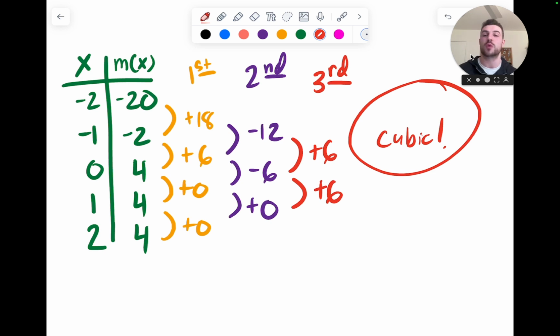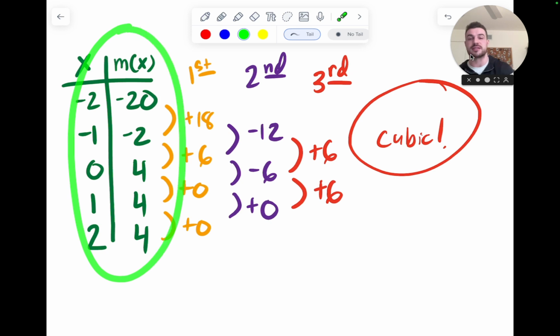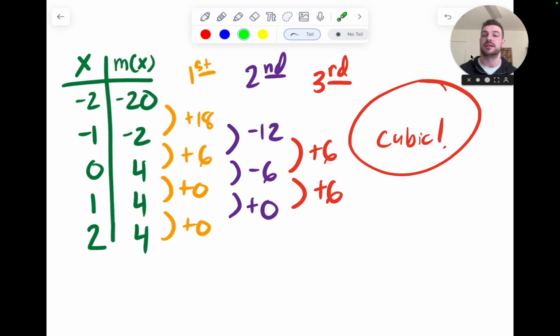Now, this is great and all, but usually the next step is for us to write an equation. I don't know about you guys, but we're not entirely confident yet on how we can write the equation of a cubic function in this example based on these points alone.